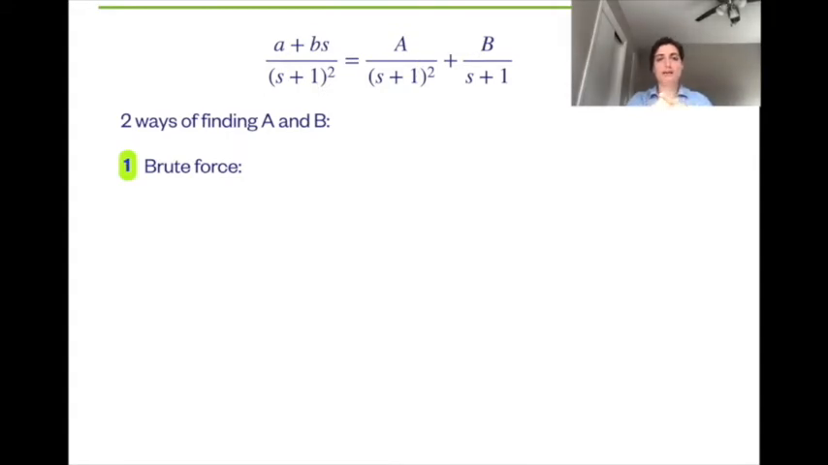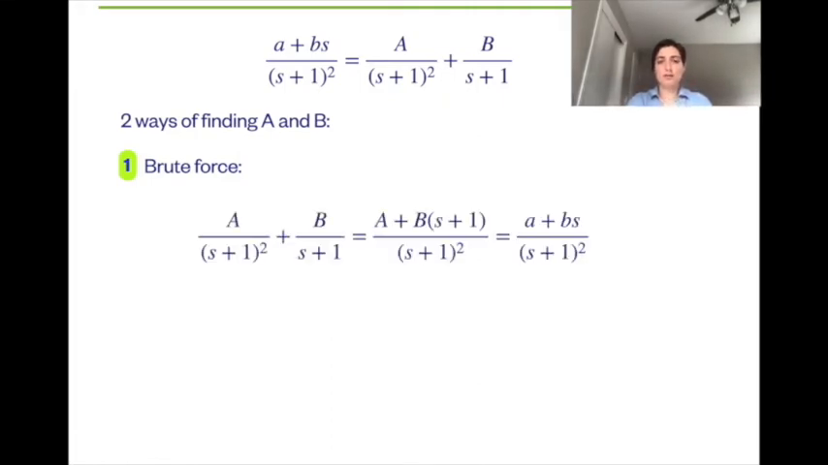So how do we find capital A and capital B? The most straightforward way, which we can call brute force, is just trying to solve the equation for A plus B. So we multiply B by s plus 1. Now we have one huge fraction on the left. We set it equal to the fraction we had at the beginning. Then we solve for it. And we have capital B equals small b and A plus B equals a.